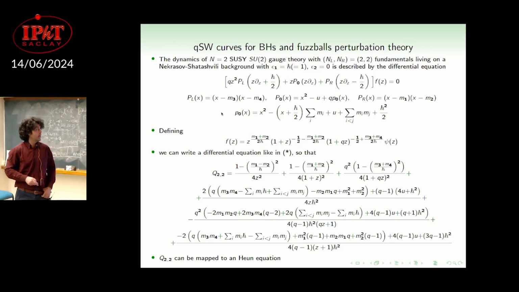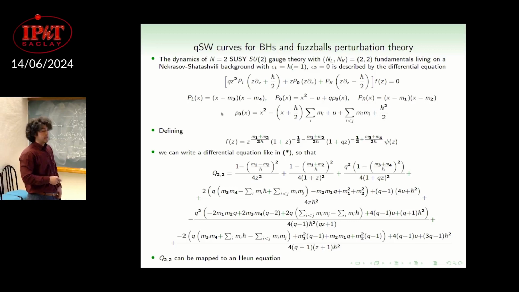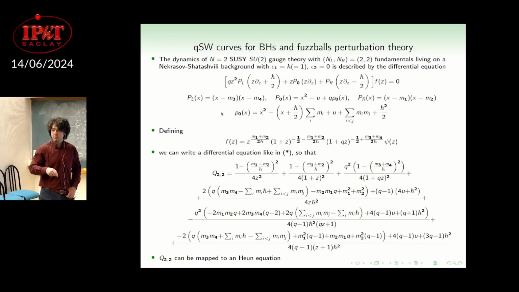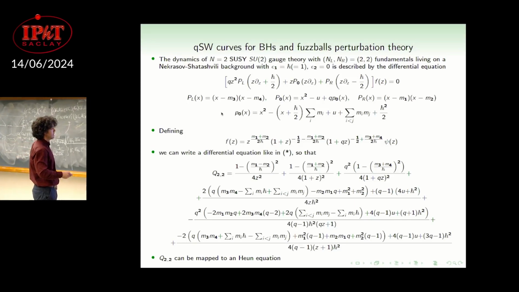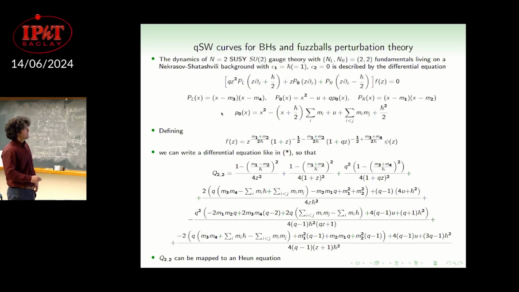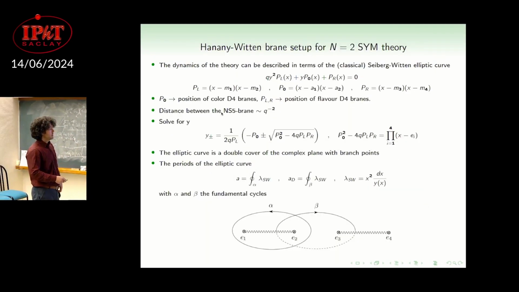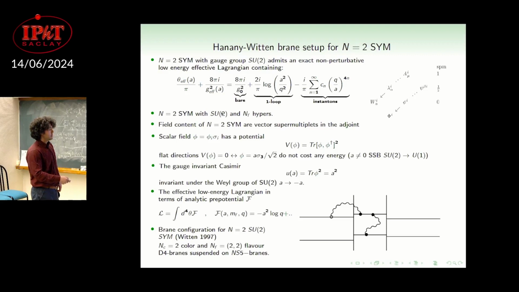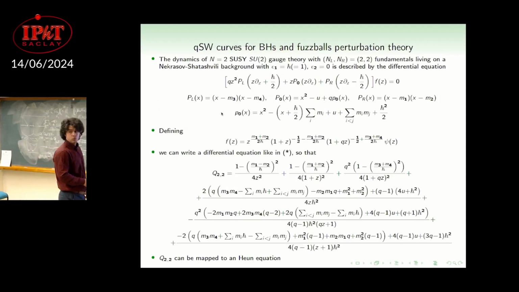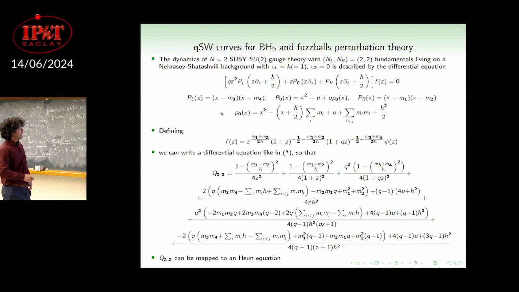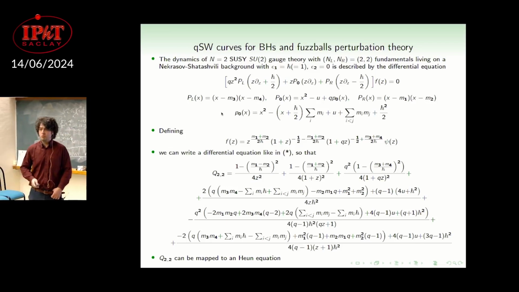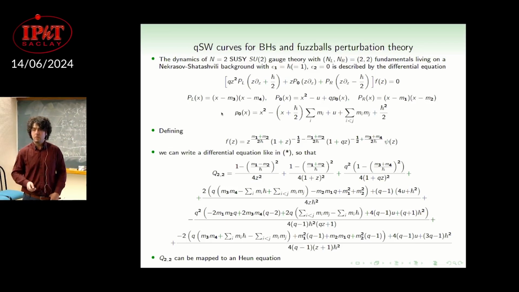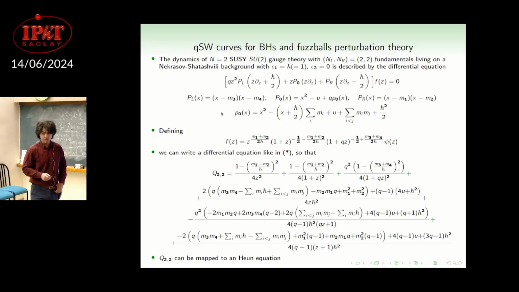You can put it in canonical form, psi second plus q psi equal to 0, and the q function is the following. The 2 means that in the Hanany-Witten construction I have 2 mass insertions on the left and 2 on the right. This is my language. So this is the meaning of 2. And this is the same Q potential that you should have for an Heun equation, so an equation with 4 regular singular points.